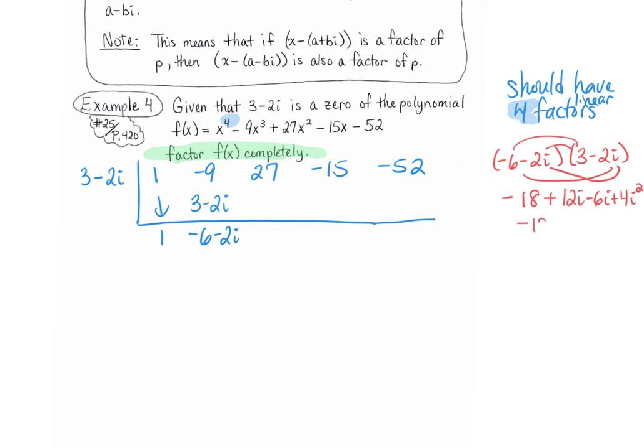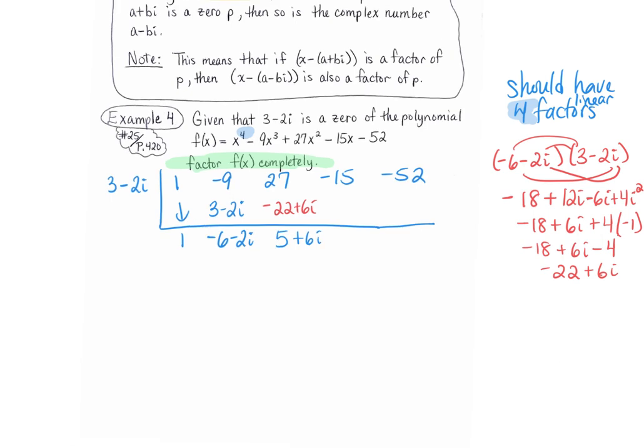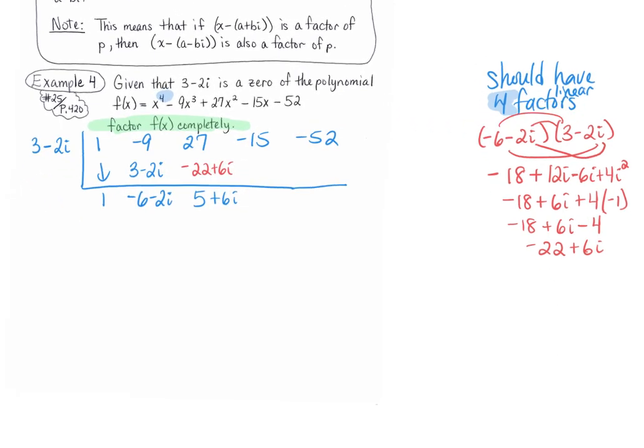So now this is negative 18 plus 12i minus 6i, which is 6i. Plus 4 times what? Negative 1. So then you have negative 18 plus 6i minus 4. What is that? Negative 22 plus 6i. So negative 22 plus 6i. Add, what do we get? 5 plus 6i.